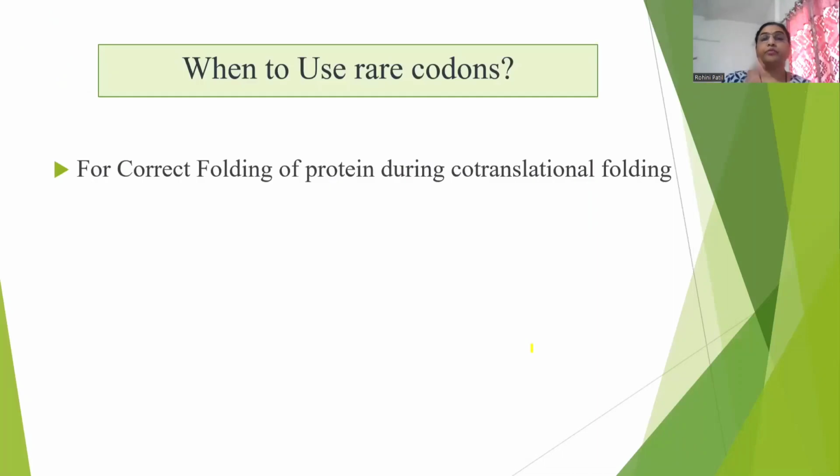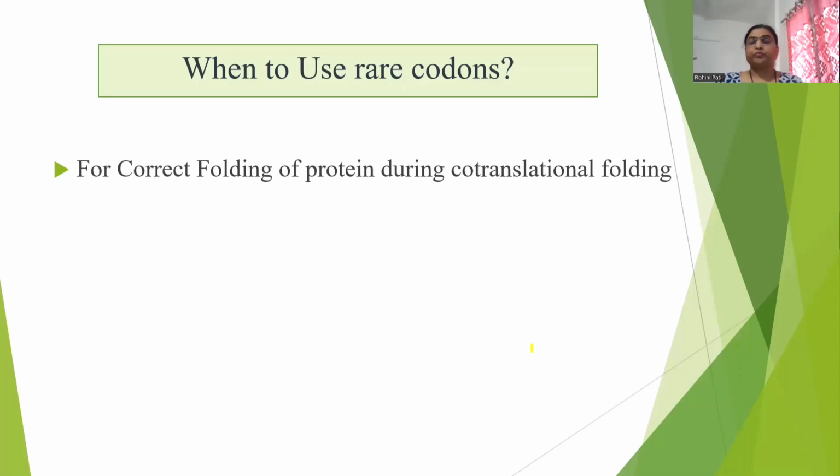Now, is there no role of the rare codons in the expression of genes in E. coli? Yes, there is a role of the rare codons, and they are used during protein folding, when your requirement is correct protein folding. At that time, rare codons are used. You know that there is co-translational folding, that is, while translation is ongoing, at that time only there is folding of the proteins or polypeptides. That is co-translational folding.